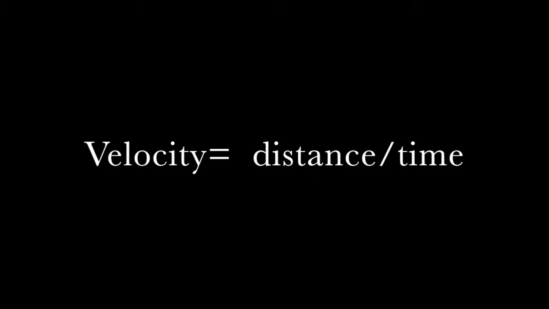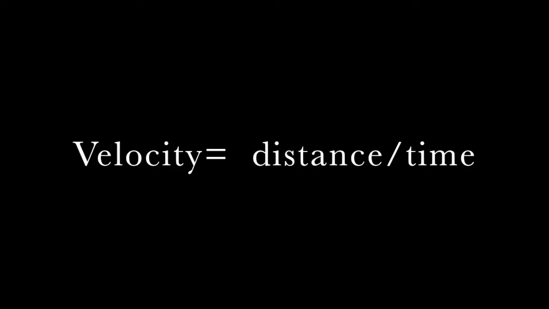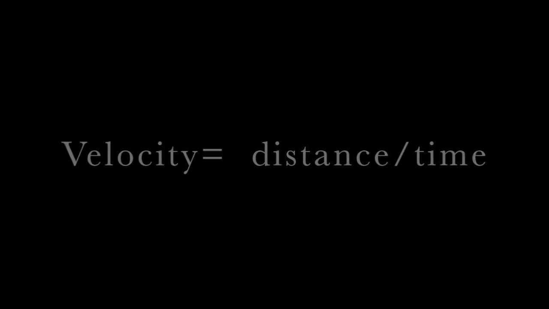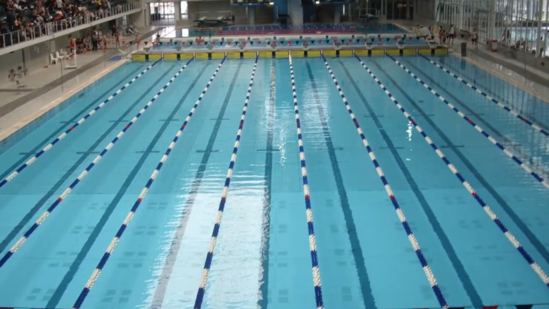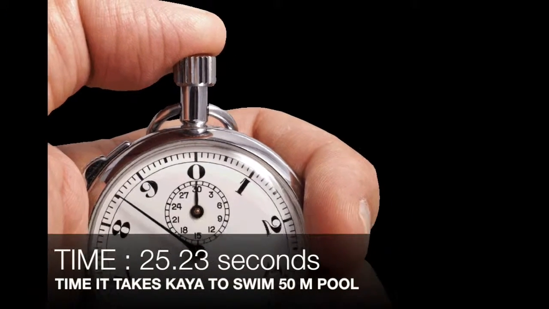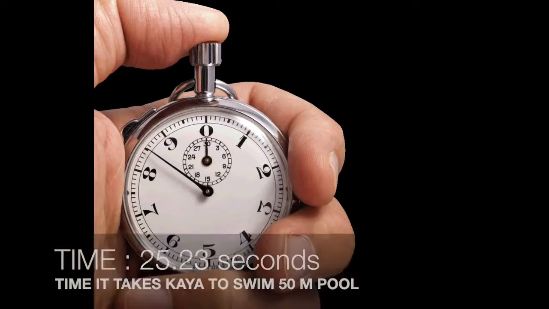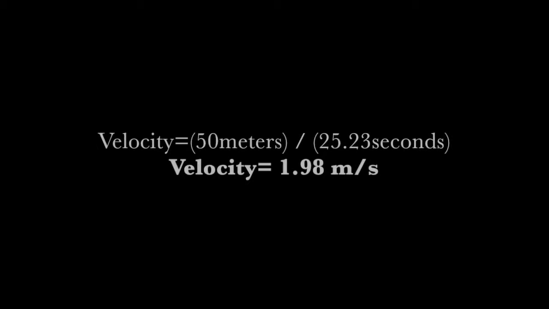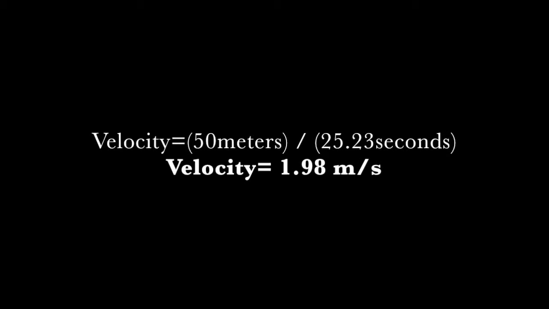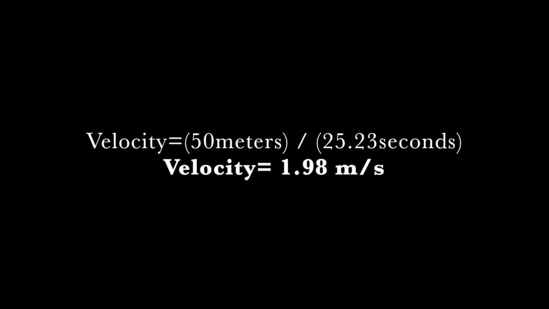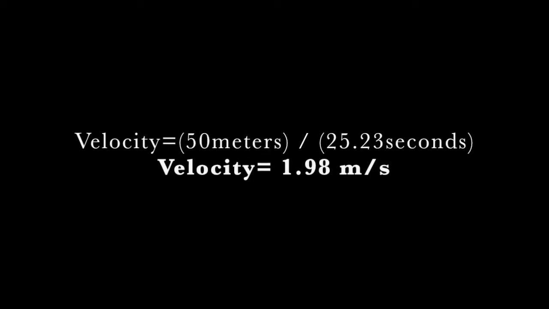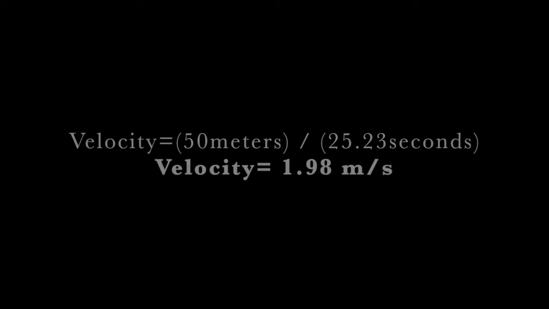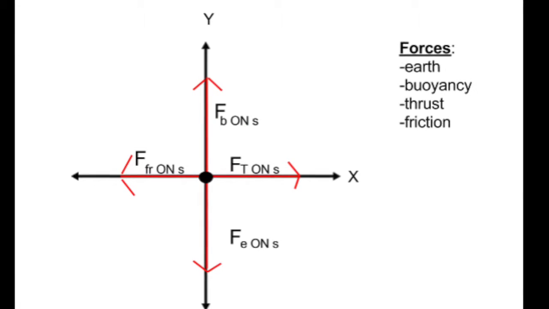To calculate Kaya's constant velocity, we are using the equation velocity equals distance divided by time. The distance of the pool is 50 meters, and the time it takes for Kaya to swim the 50 meters is 25.23 seconds. So, we divide 50 meters by 25.23 seconds to obtain Kaya's constant velocity of 1.98 meters per second. When moving at constant velocity, all the forces are equal.